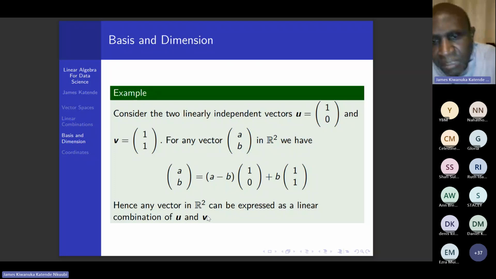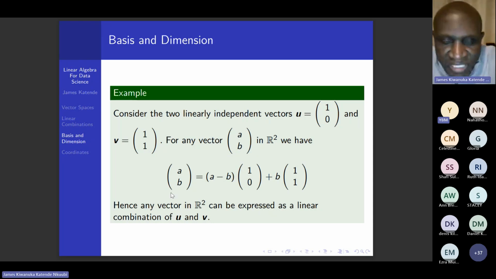That confirms. The second one, multiply a minus b by 0, you will get 0. Then b by 1, you will get b. Then you add 0 plus b, you should get b. Okay, so this is a different set of vectors. Initially, remember we had 1, 0 and 0, 1. Now we have a new set of vectors, 1, 0 and 1, 1.